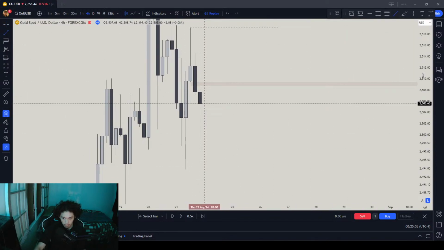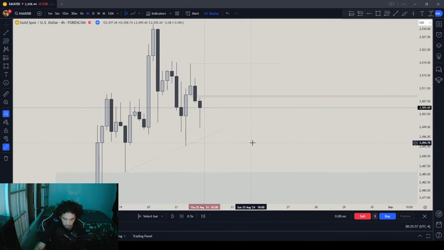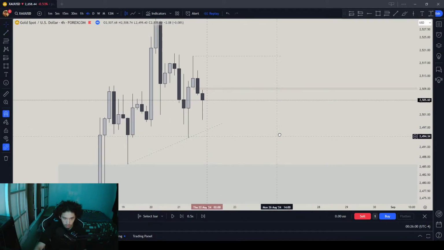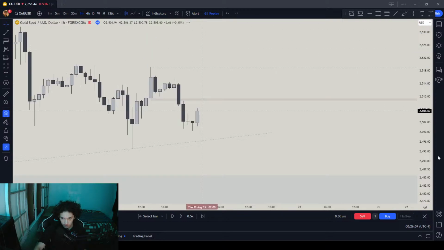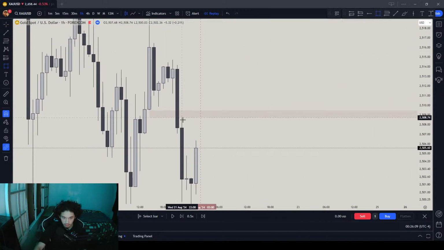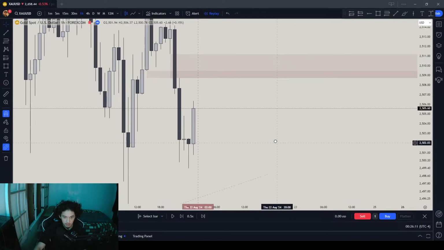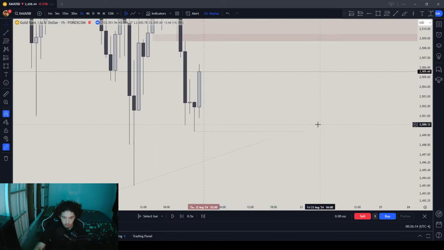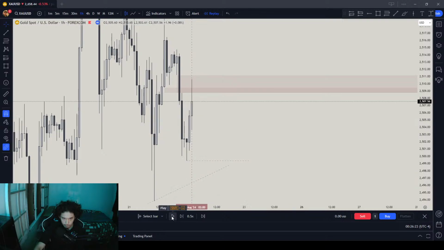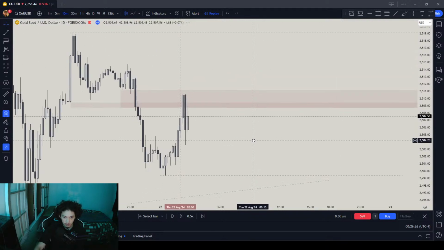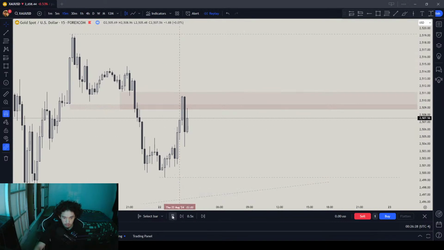Now from here, we look to short this. Just list some liquidity line. Okay, so I'm looking to short out of these fair value gaps to the external, which is over here. Touched it. Now we're looking for the 15-minute unicorn model. No unicorn model yet.